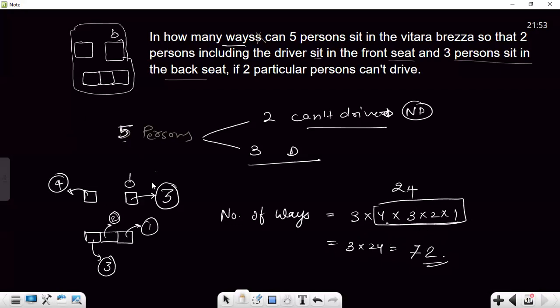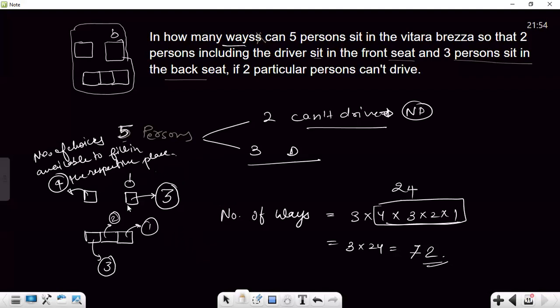Now remember that the numbers that I am writing here at the places are the number of choices available to fill in this place. Is everything clear, everyone? Yes, sir. So that's how the questions are solved, and you have to solve them in particular steps.